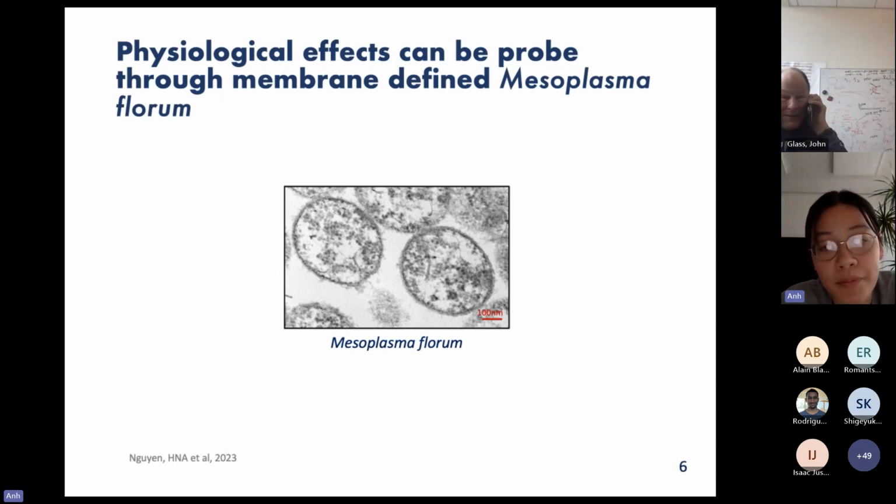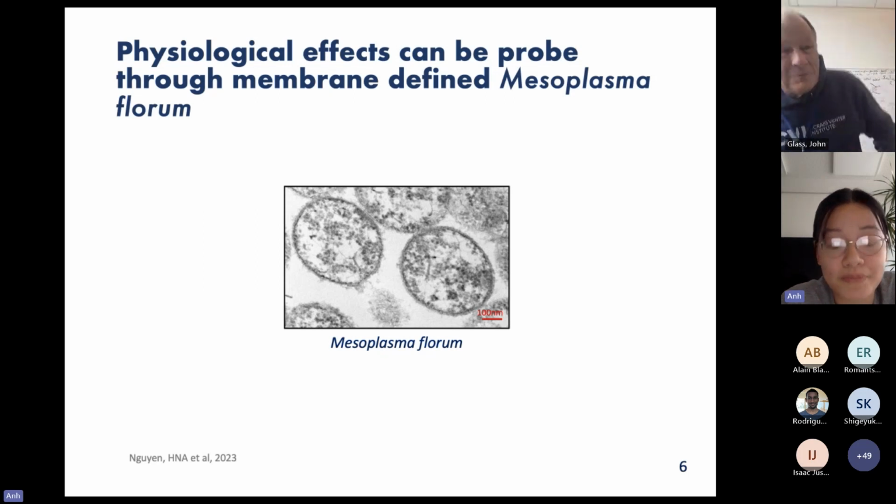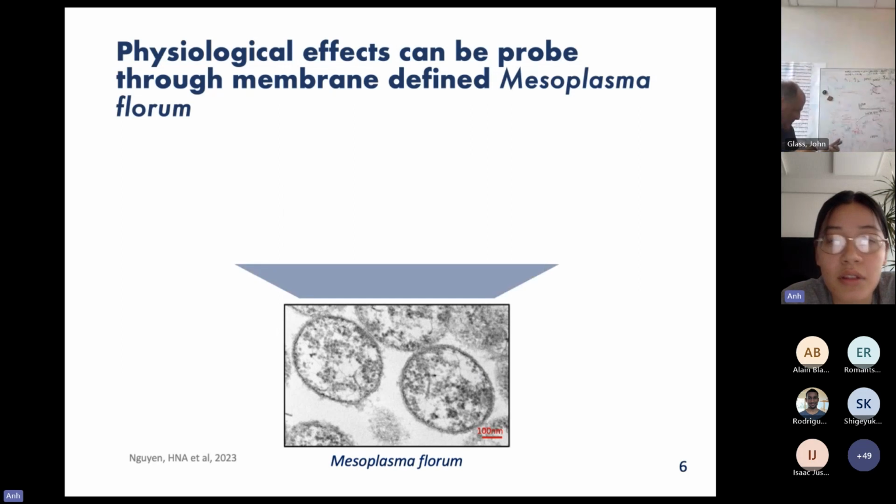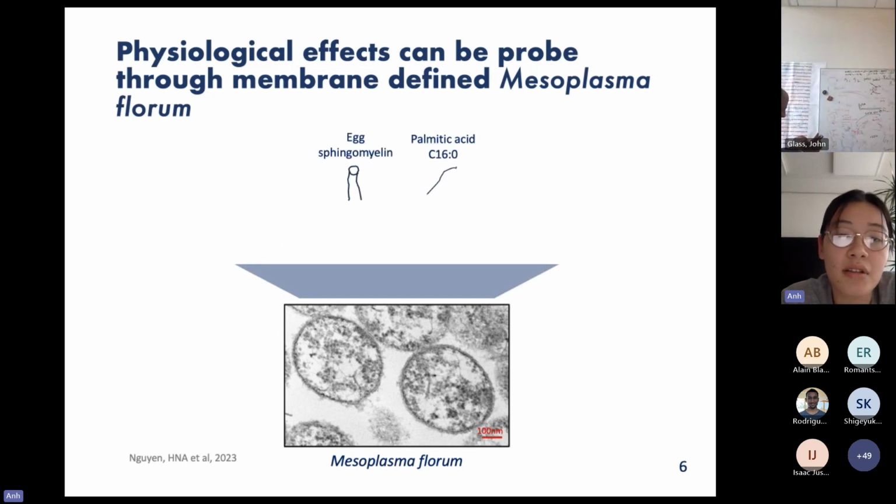So this is Mesoplasma florum. It's a molecule like Mycoplasma, so it only has 1 plasma membrane. It also scavenges lipid from the media, so that's how you can control and create a membrane with defined lipids. So what I did was add different lipids to this bacteria, some saturated lipid and the unsaturated lipid accordingly to the 2 different ones that I found.